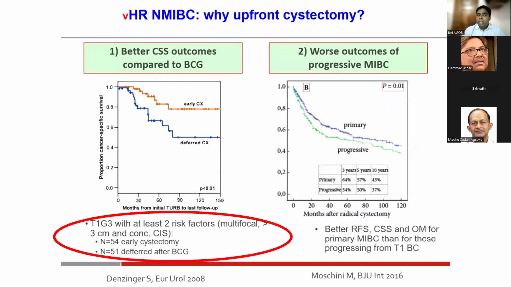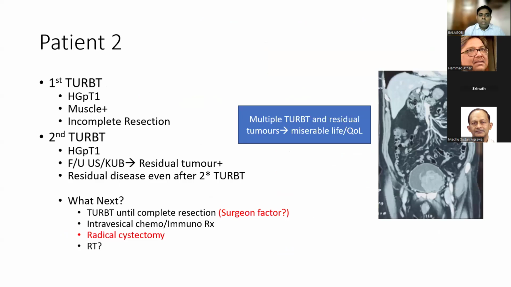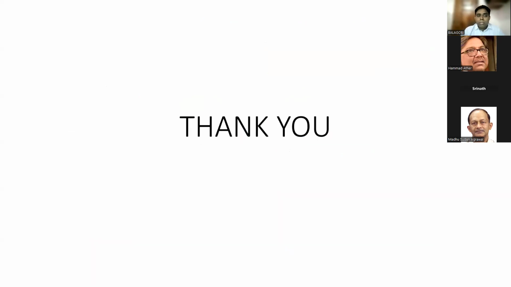So again, cancer specific outcome and the overall outcome is far better with upfront radical cystectomy. So in our patient, in my opinion, it's better to proceed with radical cystectomy, and the surgeon factor is important. If the surgery was done by a trainee or junior consultant, then you have to discuss in the MDT and decide accordingly. Maybe one more TURBT for a complete resection.